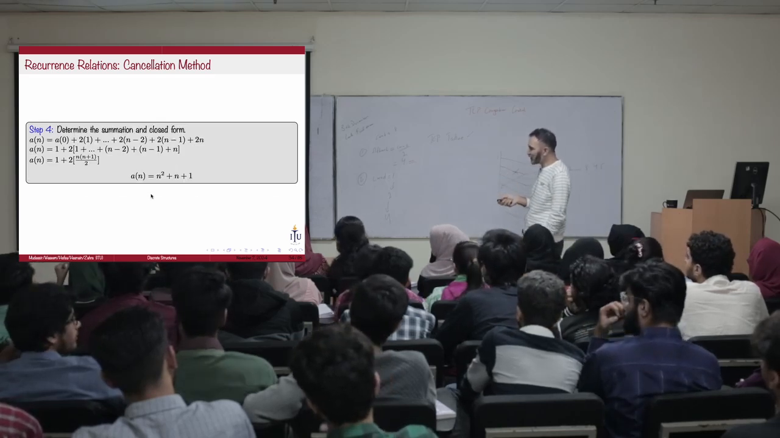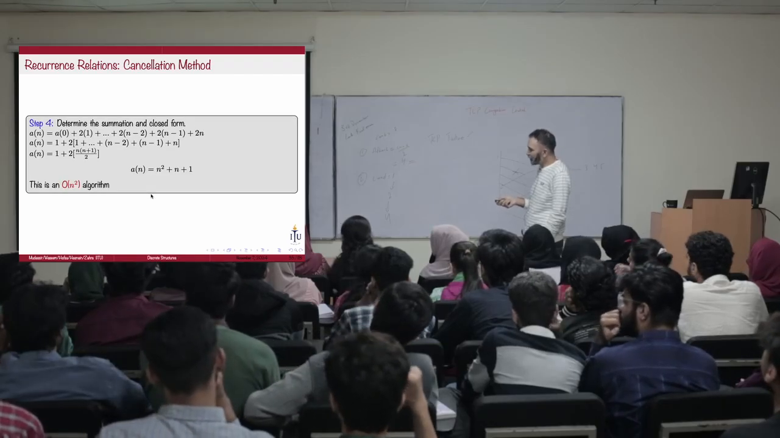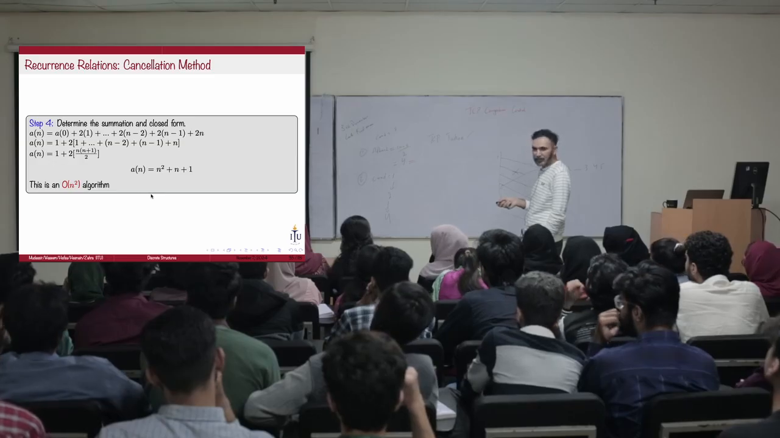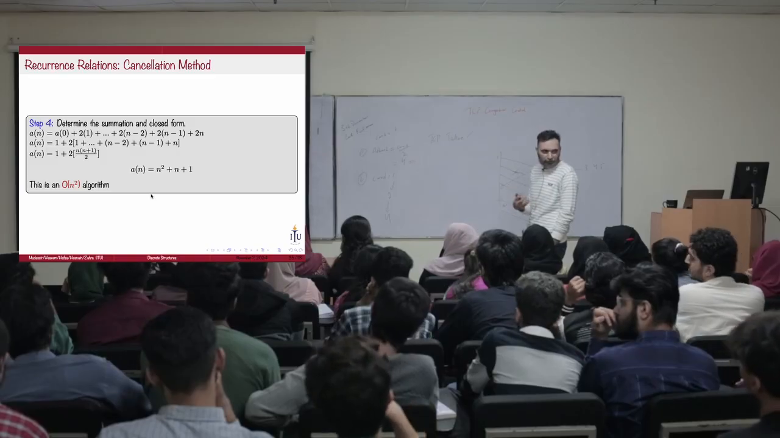So this is the final solution. We know how to do this, so I'm going to skip this part. And this is the final line. In the case of algorithms, this is what you want. You want to say that this algorithm takes order n square time.